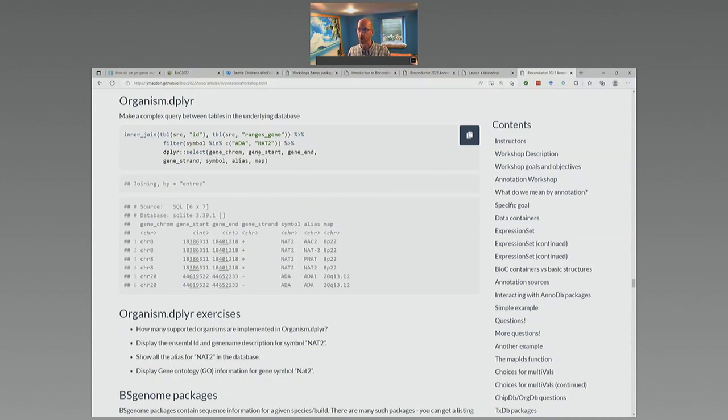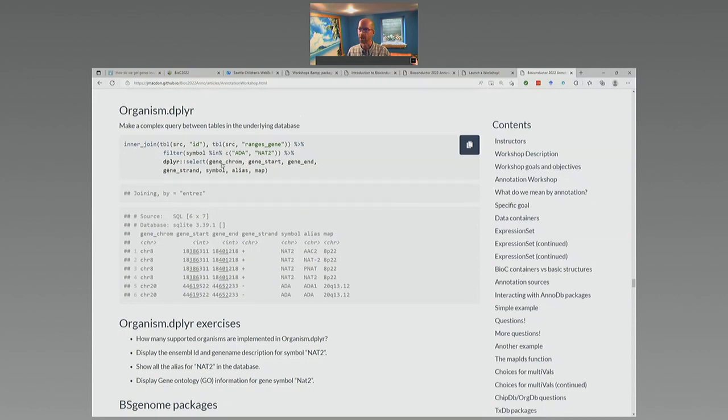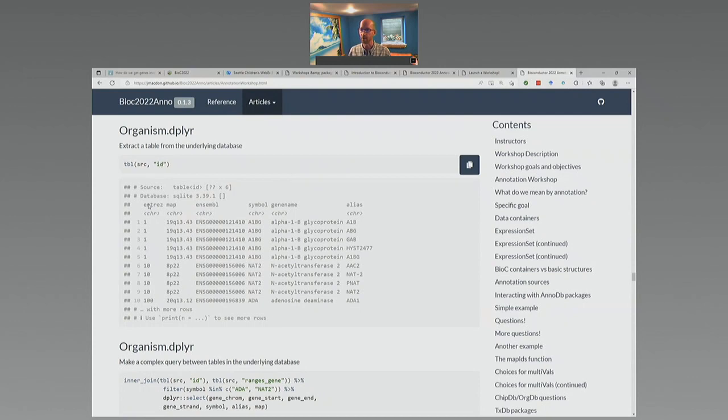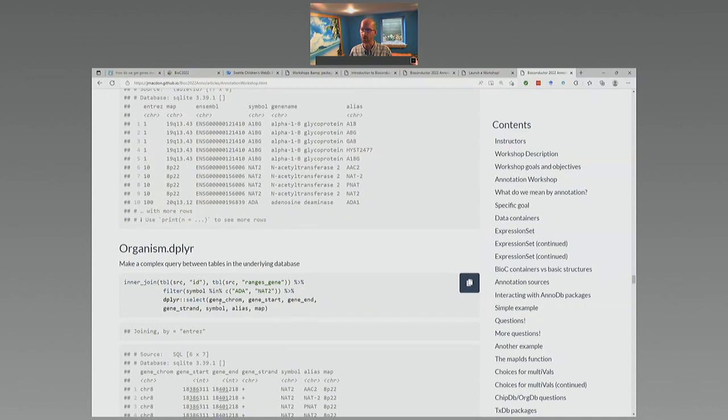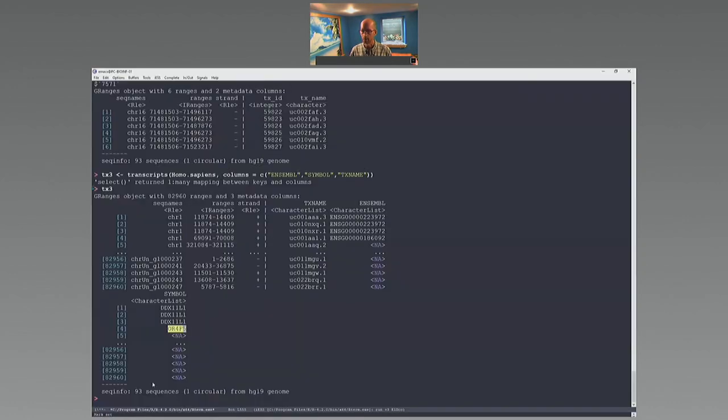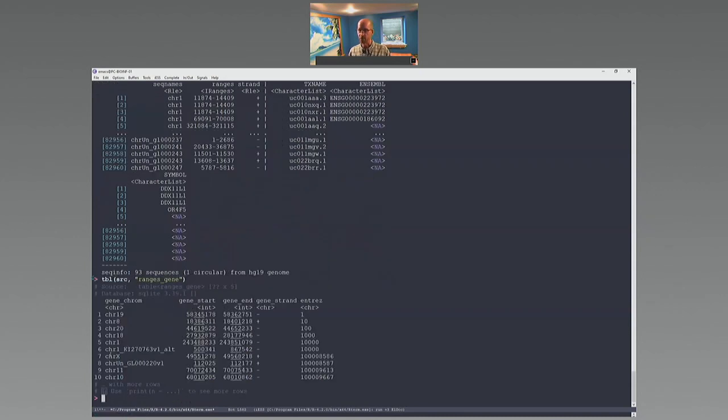Doing this select presupposes that we already knew what columns were available. Like we did up here for the ID table, we know that there are these six columns in the ID table. We could have done the same thing for the ranges gene table to know what's in it. If we do that, we see it has gene chrom, gene start, gene end, gene strand, and Entrez. So when we do that inner join, it's going to make a big table with all of these columns, so we know we can ask for any of these names.